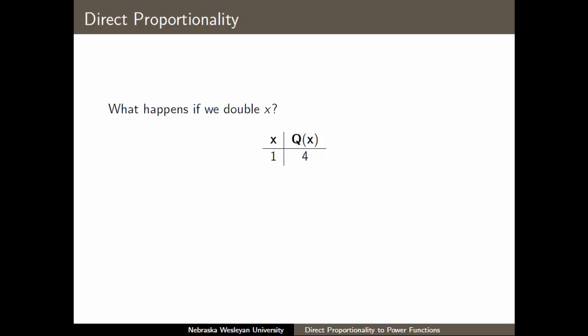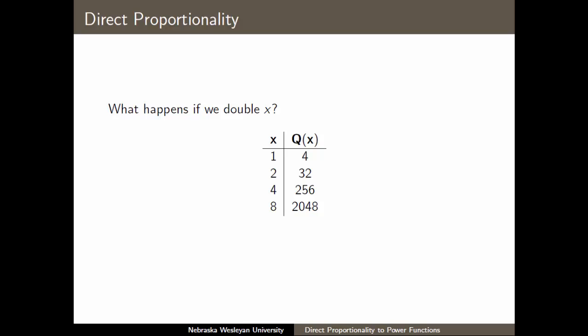Plugging 1 into 4x cubed would give us an output of 4. If we double x to 2, now the output would be 32. If we double x to 4, the output would be 256. If we double x to 8, the output would be 2048. The table suggests that each time we double x, we multiply q by 8.